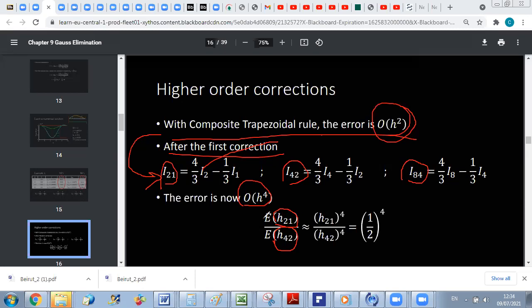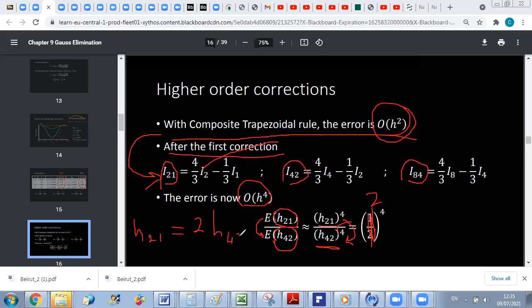Sorry, they flipped them. So here it should be 2 to the power 4, because h42 is smaller than h21. So if you want to put here 1 over 2, you should switch these, since h21 is 2 times h42.